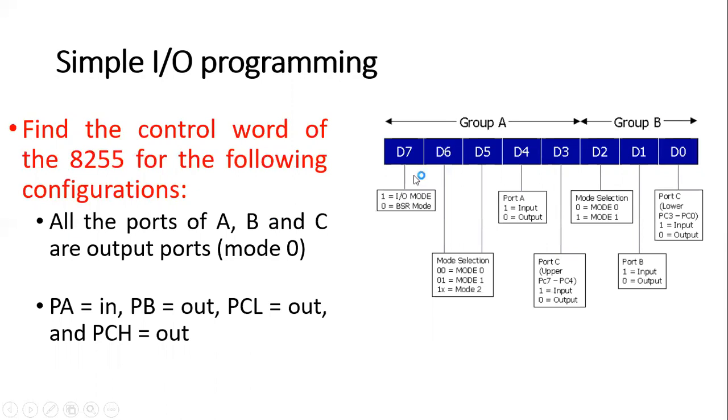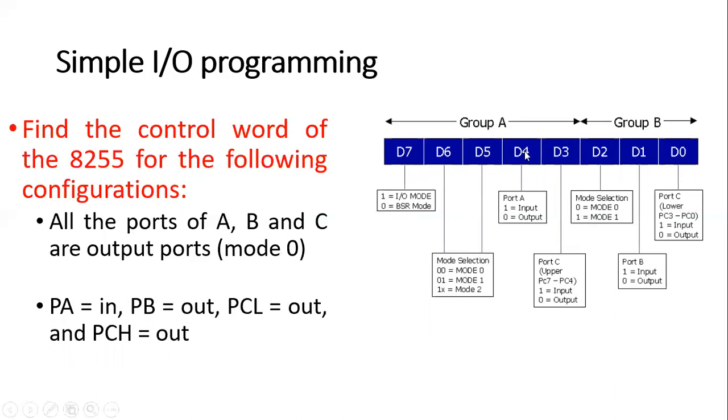So here comes our basic detail. What do you want to configure first? All the ports A, B, C in output mode with mode 0. So it is basically an in-out mode, so D7 will get the value 1. Then the mode selection. Mode selection is mode 0. So this will be 0 and this will be 0.